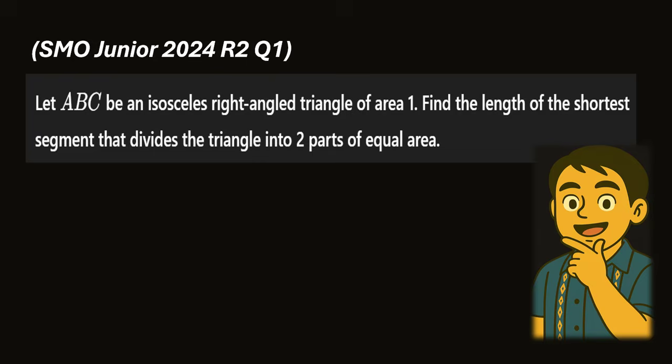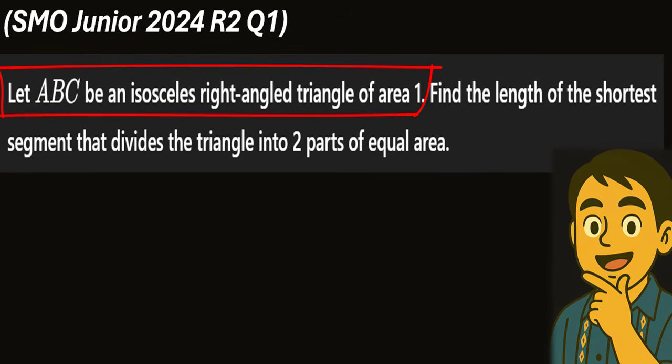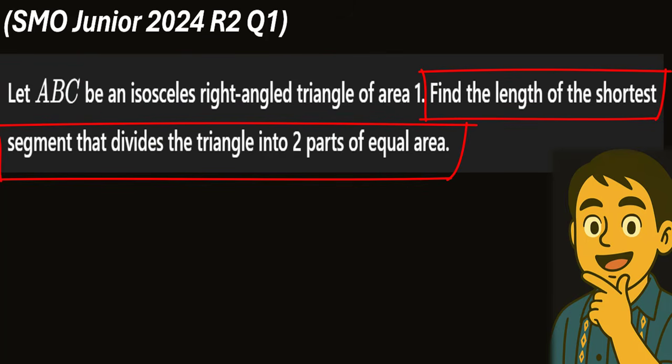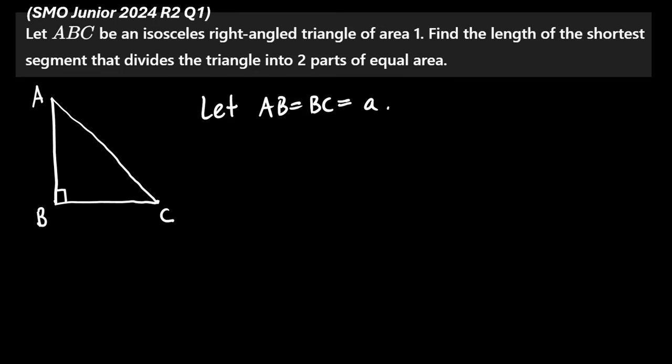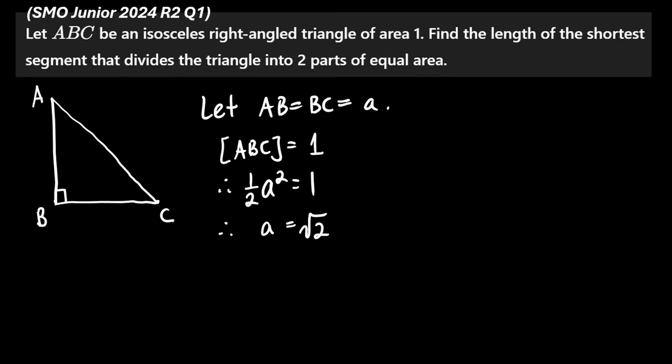Round 2, question 1. We are given an isosceles right-angled triangle ABC with area equal to 1. We need to find the length of the shortest segment that divides the triangle into two parts of equal area. Let AB and BC both be equal to A. Since triangle ABC is right-angled and isosceles at B, the area is 1/2 times A squared, which equals 1. So A is equal to square root of 2.